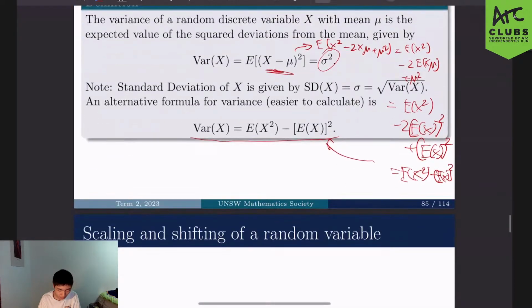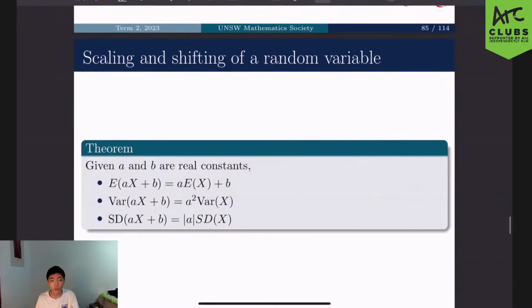Okay. Scaling and shifting. One thing to note: variance measures the spread, right? So no matter how we shift our values, it should not affect the variance, because the variance is how far away all of the values are from the mean. So adding a plus b does not change the variance. However, for expected value, if you shift all of your data, then your data moves, and so should the mean, right?